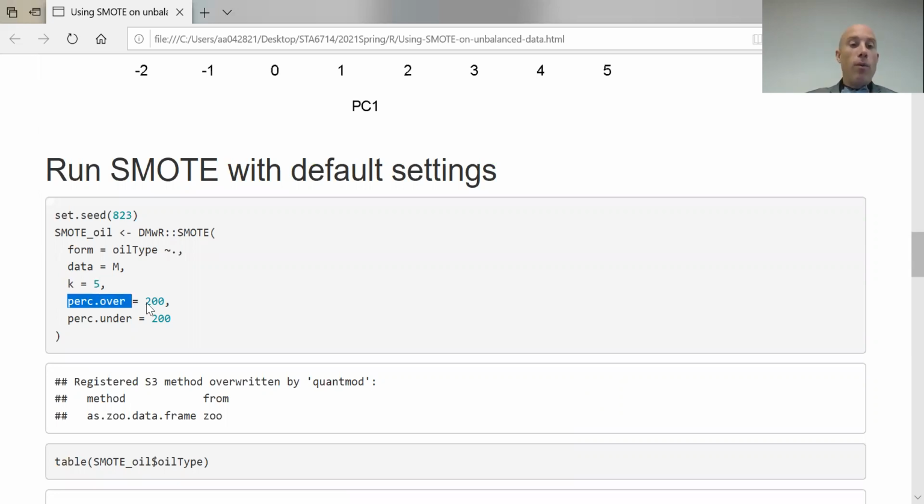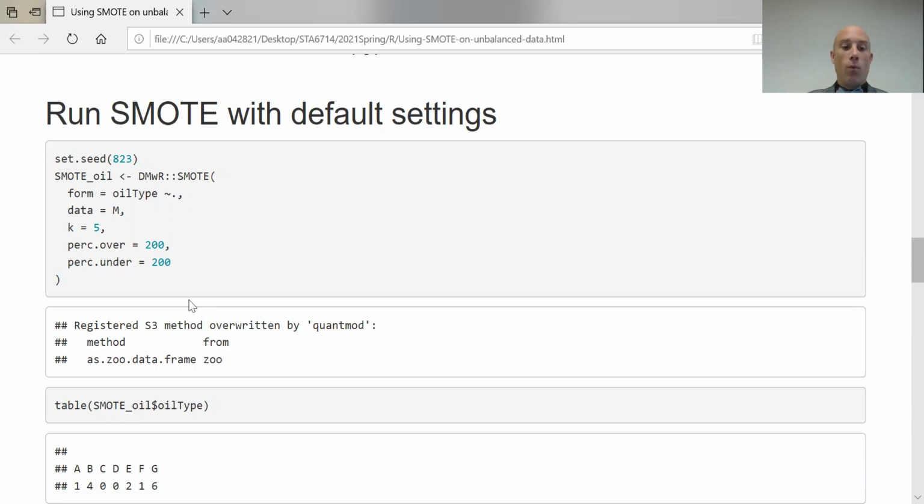And perc.over controls how many from the minority level, for us that's G, will be generated. And perc.under controls how many of the non-minority level will be generated, and for us that's all the non-G. So that's A, B, C, D, E, and F. All those are controlled by this parameter, and this controls the number of G observations. All right, well, let's go ahead and run it.